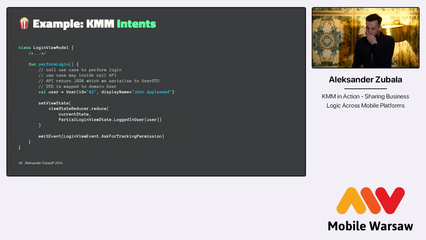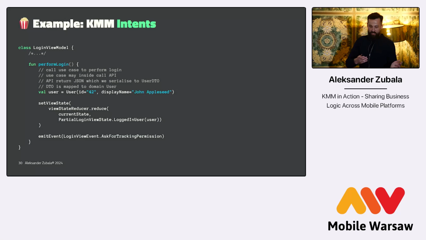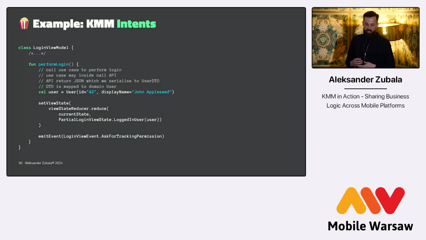When it comes to performing the login, I skipped the part where I implement the API call. Let's say it's homework for you, and let's say we already implemented all that. Maybe it's a use case coming from outside, or a use case implemented in KMM. But in the end, we would have a user object with ID and display name. And again, what we will do is call the reducer, and on the current state we would say, okay, we now have a logged-in user, and we have another method at the bottom to also emit the event to ask the user for tracking permission, right?